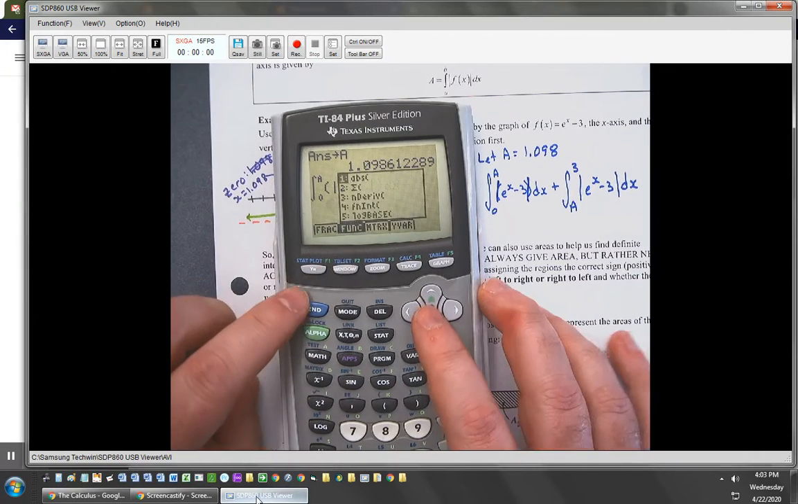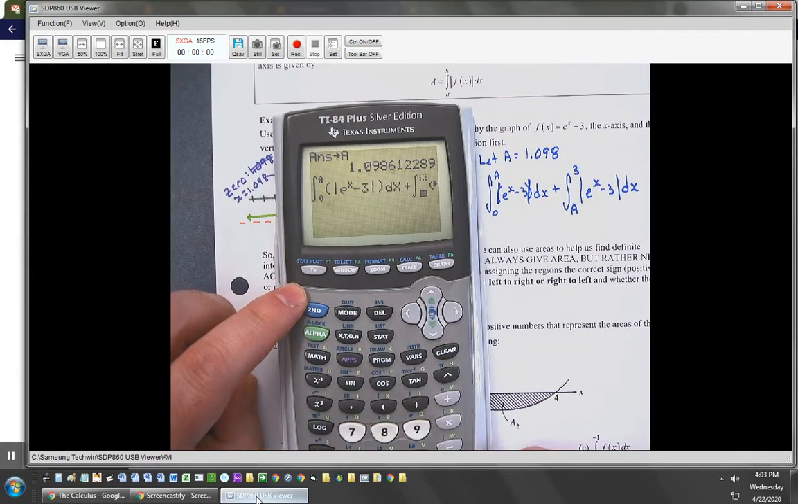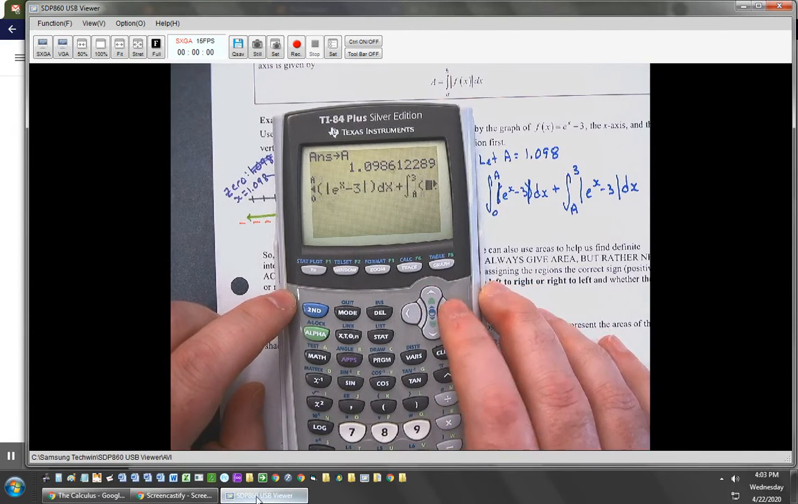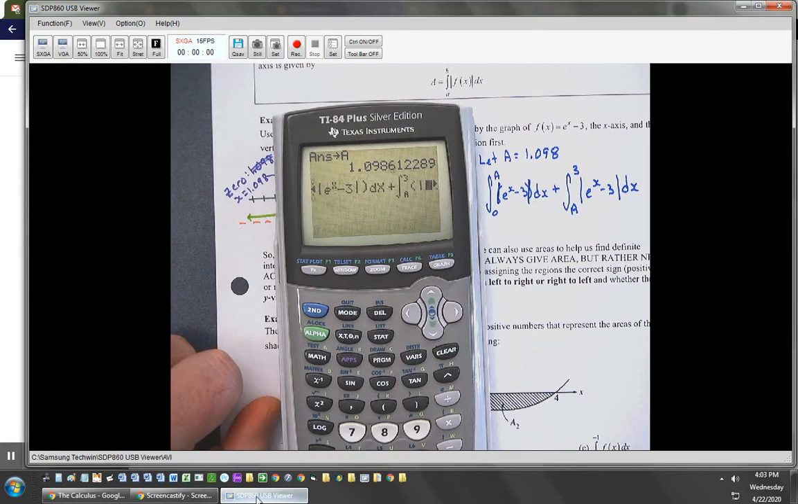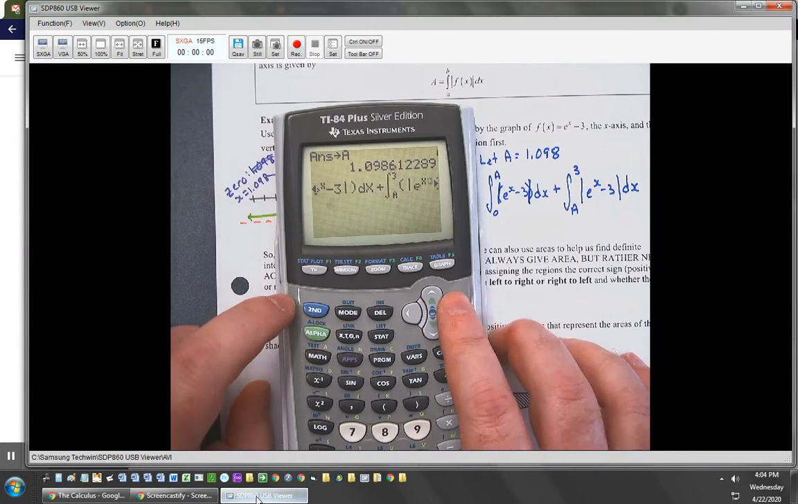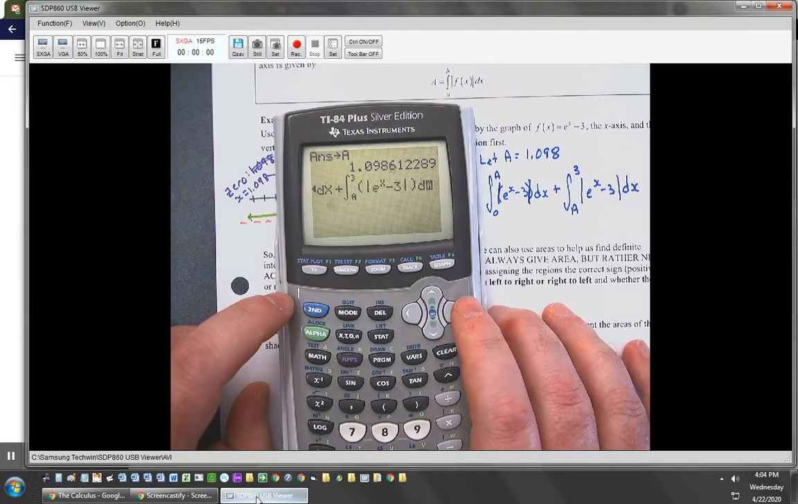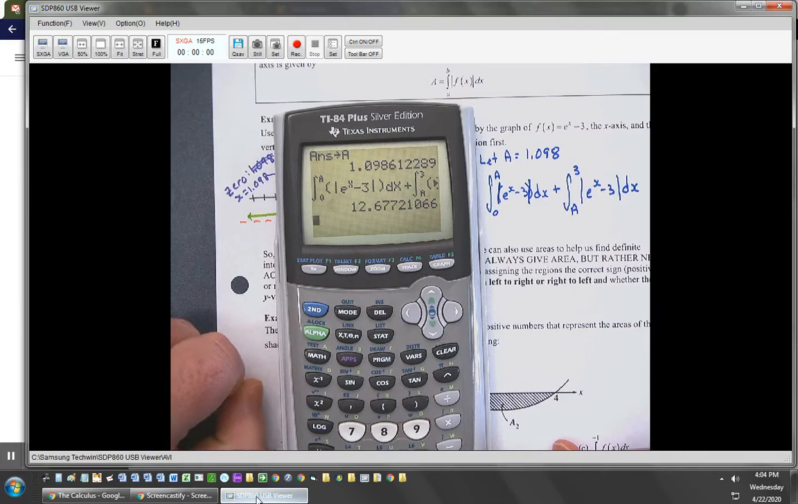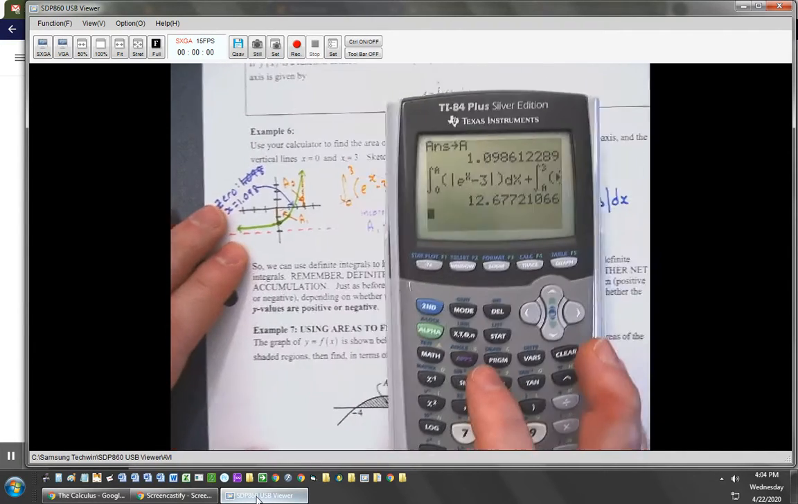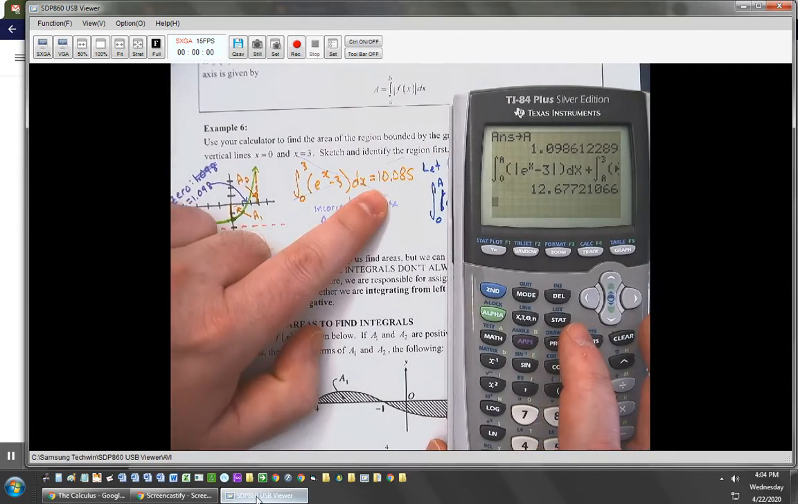I'm going to integrate again. I'm going to go from a until 3. And then, like I said, alpha f2 also has the absolute value option there if you want to go that route, of e to the x minus 3 dx. Totally different answer than what we had before. Remember the answer before when we just typed it into the calc was 10.085.